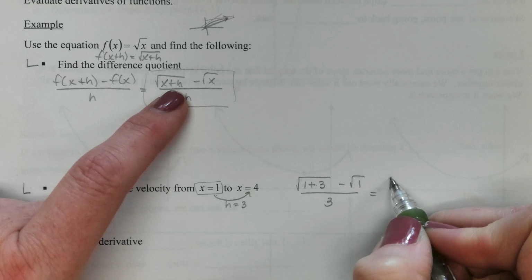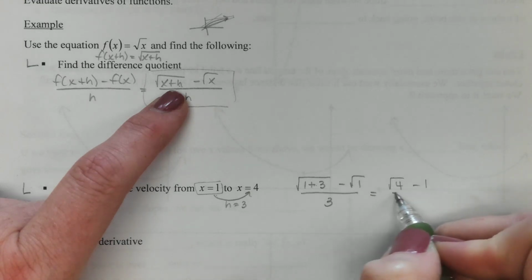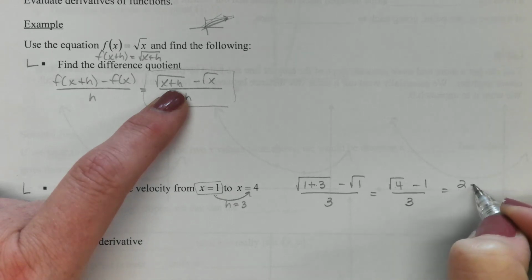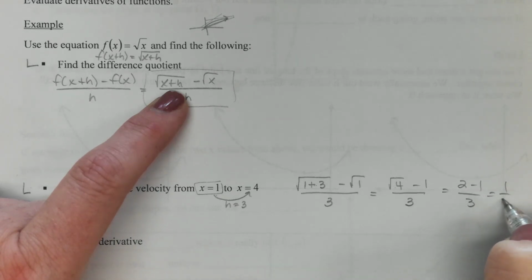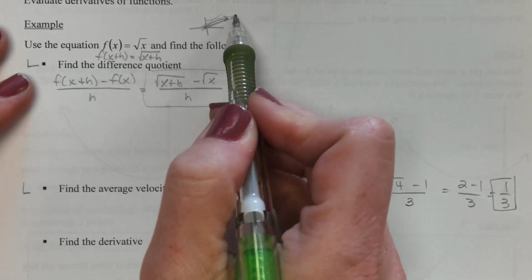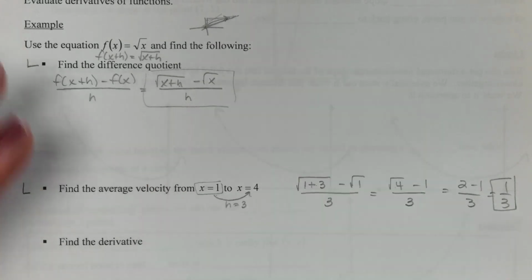And 1 plus 3 is 4. Square root of 1 is 1 all over 3. So square root of 4 is 2 minus 1 all over 3. Looks like our slope is a third. So if I were to look from 1 to 4, it looks like it's kind of shallow, up 1 over 3. That seems plausible, so that's pretty good.